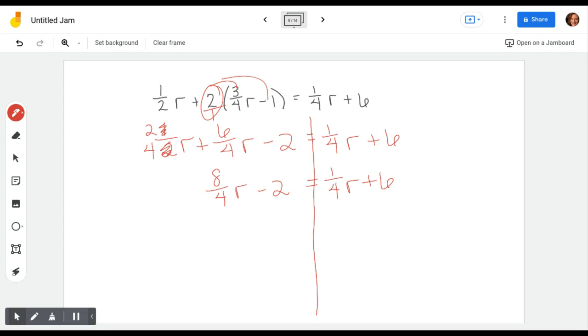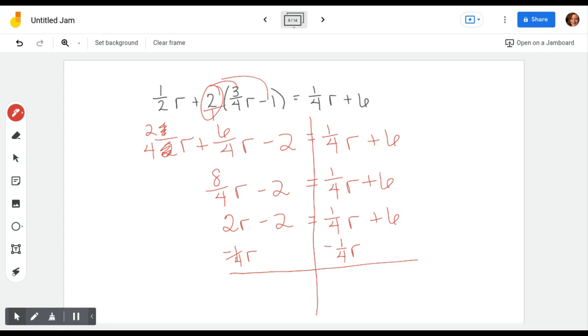The nice thing about this, though, 8 over 4, that's really just a 2, right? So all those fractions that we were dreading, we just got rid of some of them. So 2r minus 2 equals 1/4 r plus 6. I'm going to subtract 1/4 r. Whoops.